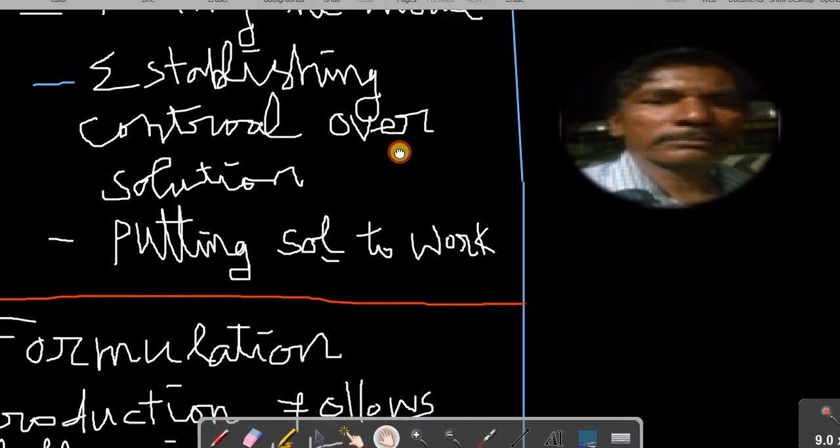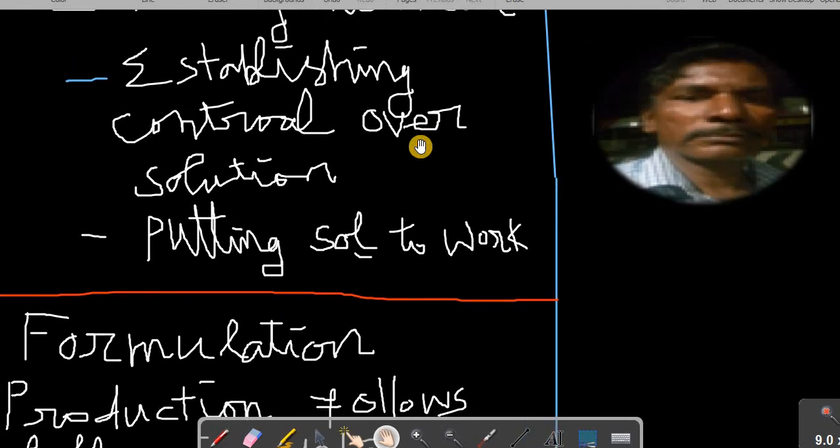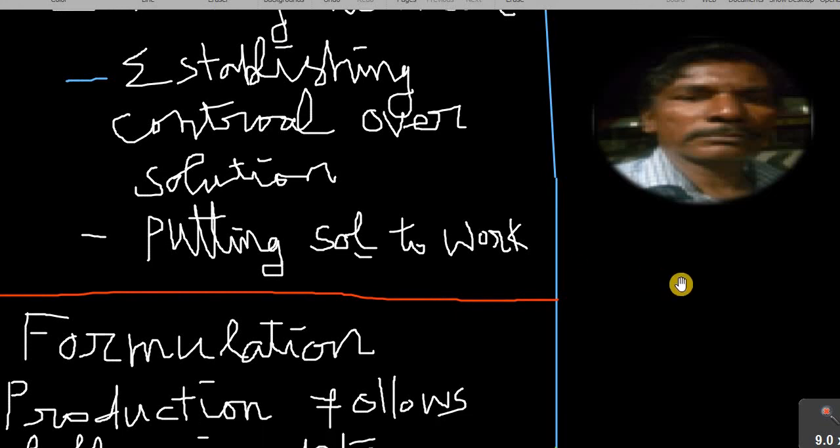Whatever formulation we make, putting it into work is very important in real life situations. Suppose we make a model and it cannot be put into practice or applied in a real life situation, then it will go to waste. Am I correct? So these are some of the important topics in operation research.